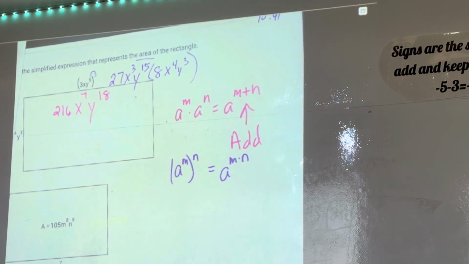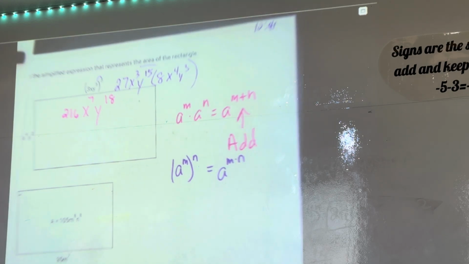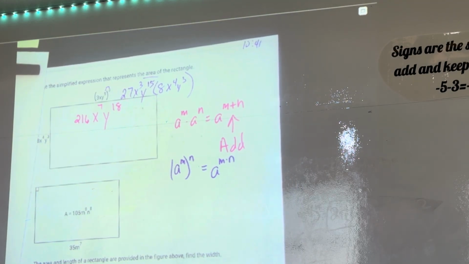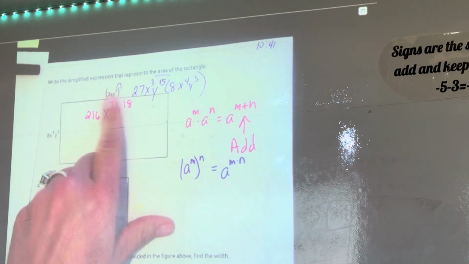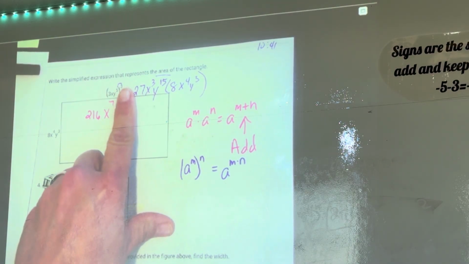I'm sorry, I have it too big. Let me decrease it a little bit. That was the power rule that we used originally. That's how we got x to the third and y to the 15th, because 3 times 1 was 3 and 3 times 5 is 15.